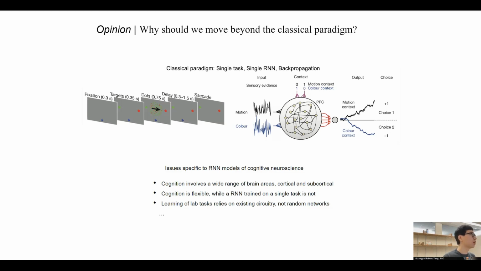There are other problems, but I think these three are really fundamental challenges to this classical paradigm of using recurrent neural networks for cognitive neuroscience. So how do we move beyond that?